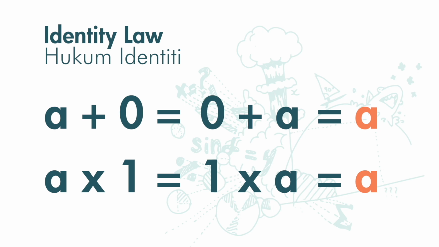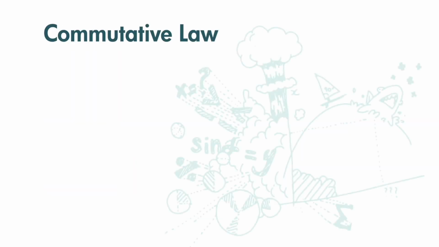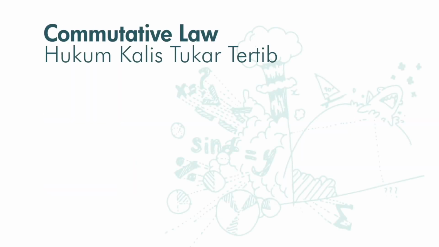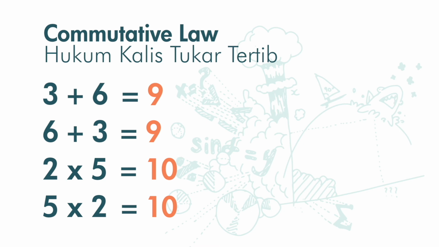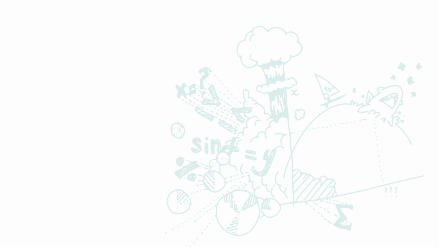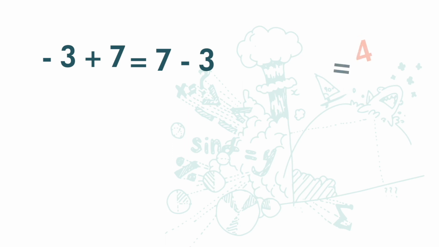This is identity law. The next one is commutative law. This law says that in addition operation, whether it is 3 plus 6 or 6 plus 3, the answer is the same. In multiplication operation, whether it is 2 times 5 or 5 times 2, the answer is the same. So, negative 3 plus 7 is the same as 7 minus 3. We can swap the numbers around and the result is still the same.